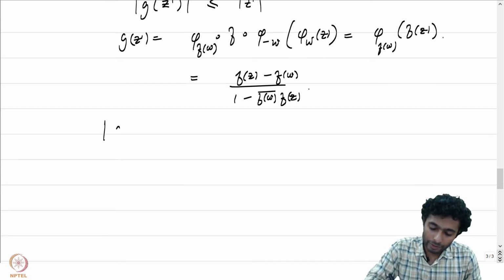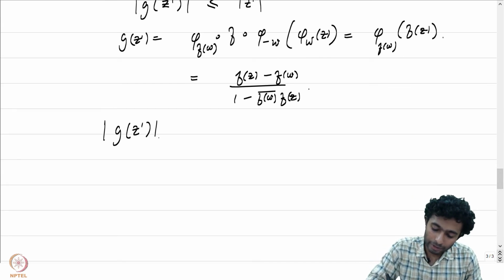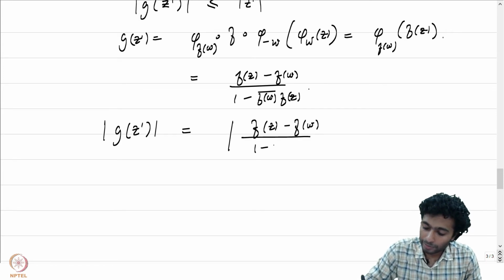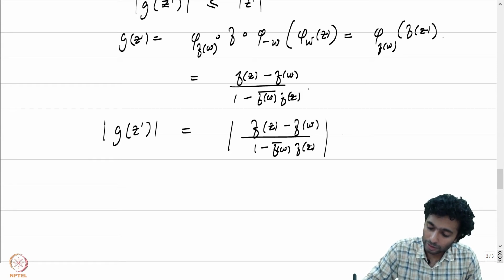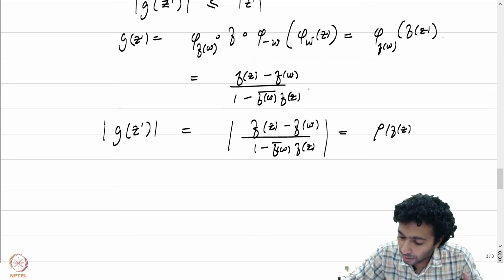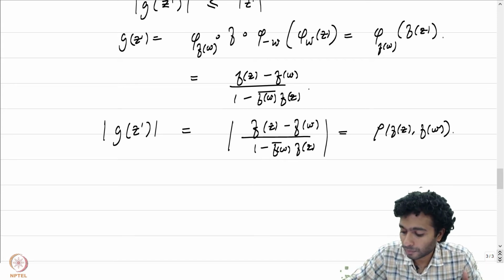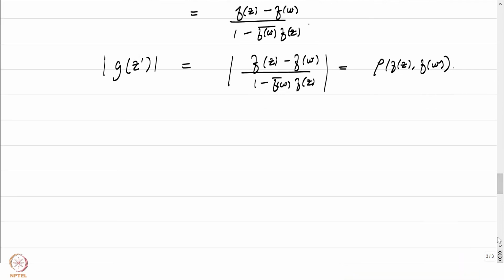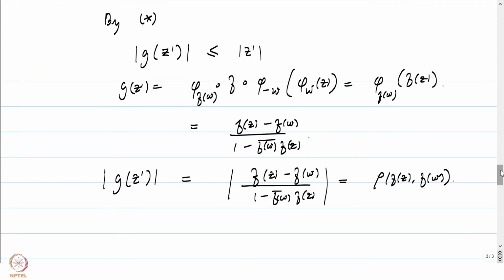Therefore, the absolute value of G of Z prime is equal to the absolute value of f of Z minus f of W by 1 minus f bar W times f of Z, which in particular is equal to rho of f of Z, f of W. That's good, because we have realized the left hand side as the left hand side in this inequality.